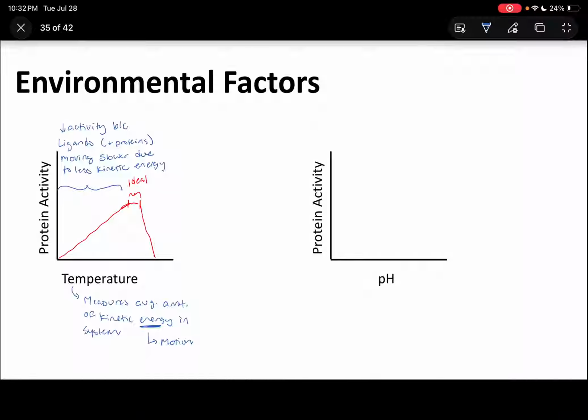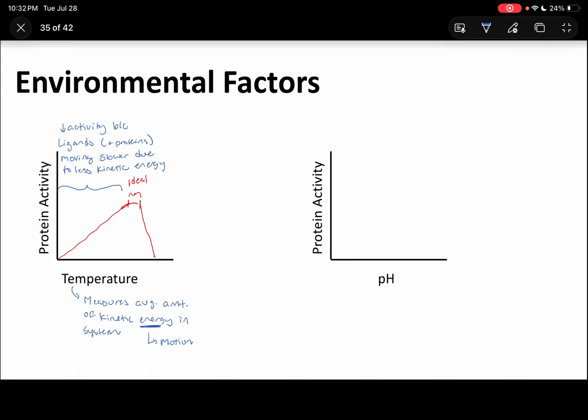So if the ligands themselves are moving at a slower pace, it's going to take longer for them to hit the binding site that they need to bind to change the protein's activity level. And that's why we're going to see lower rates of protein activity. It's just taking longer for the ligands to get to the binding sites.